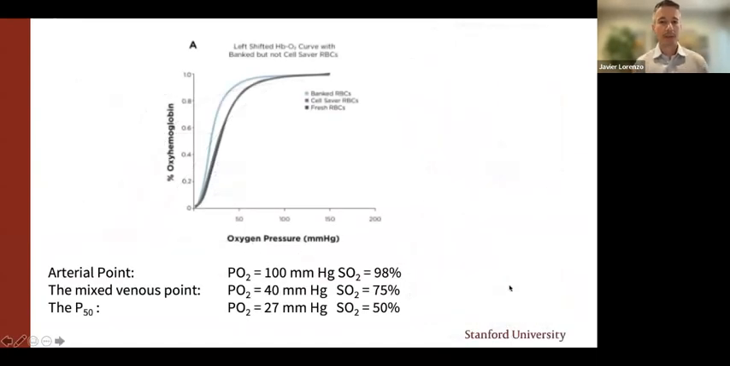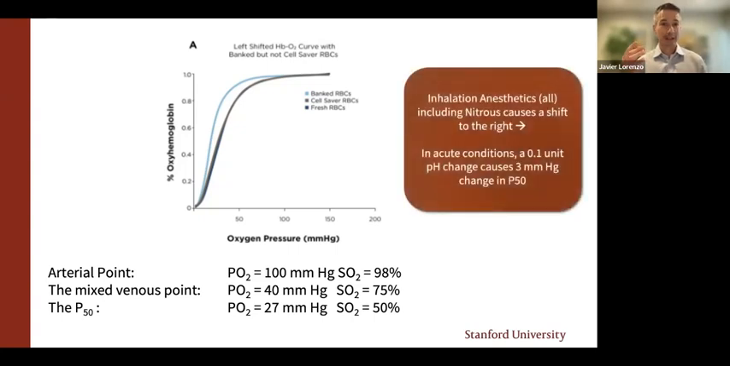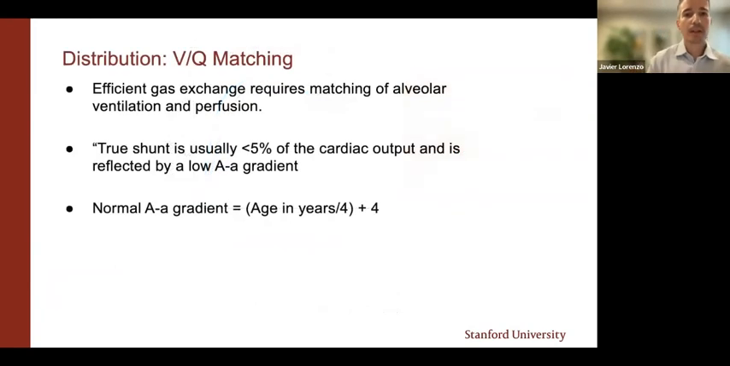And again, this is just what we talked about, the PaO2 at 50, which is when 50% of your hemoglobin is bound to oxygen. That's 27 millimeters of mercury. Anything to the right of that is considered a shift to the right. Anything to the left of that is considered a shift to the left. And the thing that boards always like to ask is that all inhalation anesthetics, including nitrous, will cause a shift to the right. And in acute conditions, a change of 0.1 unit of pH will change 3 millimeters of mercury in your P50 to the right. All right, so you breathe your oxygen, you're not hypoventilating, you don't have any diffusing capacity issues.